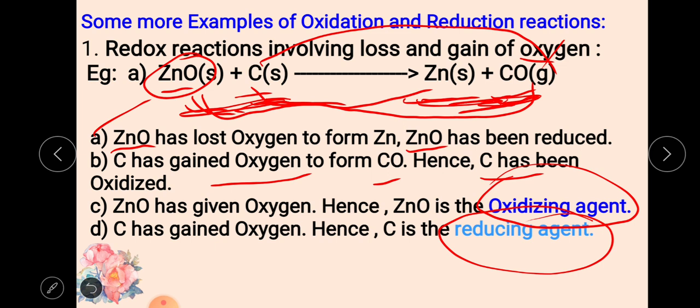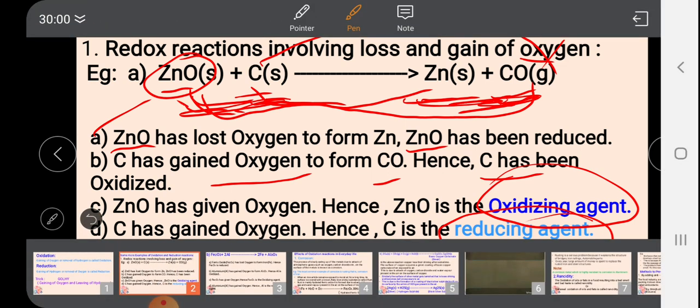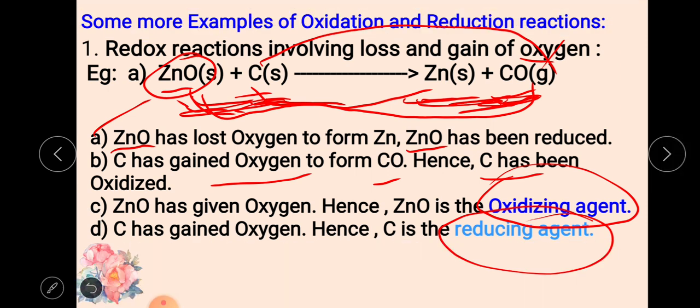Next, which is the oxidizing agent and which is the reducing agent? Zinc oxide has lost oxygen because it has been reduced. So it is reduced, which means it is an oxidizing agent. Why? Because it is helping carbon to add oxygen. So zinc oxide is reduced, it loses the oxygen, it gives oxygen.